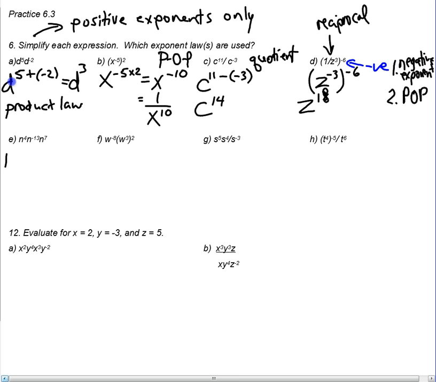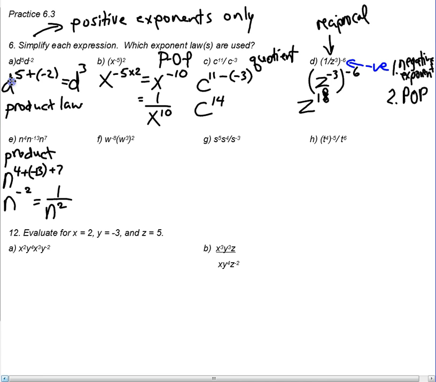In E, we'll be using the product law again here. We just have to make sure that the bases are all the same when we add the exponents. We can't add them if the bases are not the same variable letter. So this would be n to the 4 plus -13 plus 7, which gives us n to the -2, which is 1 over n to the +2.